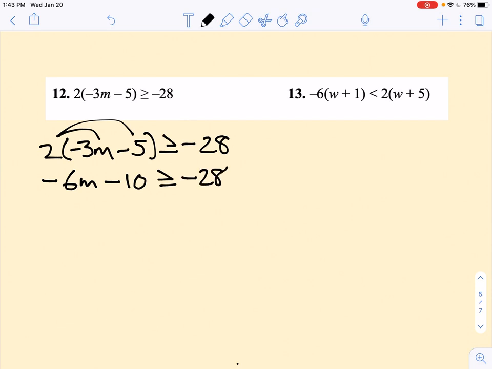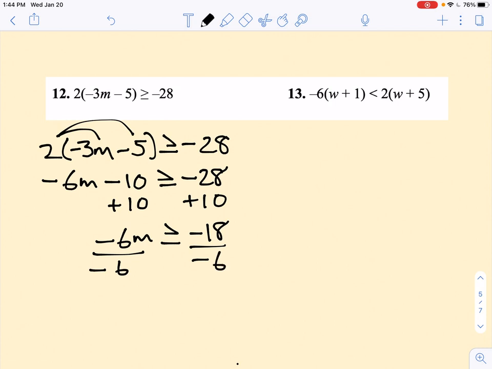Now, with doing this, the next thing we're going to do is nothing different, right? We're going to try and get that negative 6m by itself. So let's move that 10 over to the other side by doing the opposite to it. Let's add it. So you should get negative 6m is greater than or equal to negative 18. And now, to get m by itself, we've got to divide by a negative number, by negative 6. And because we're dividing by a negative number, we're doing the same thing to the other side, we got to turn that sign around. So my answer, I'm going to get m is now less than or equal to 3.